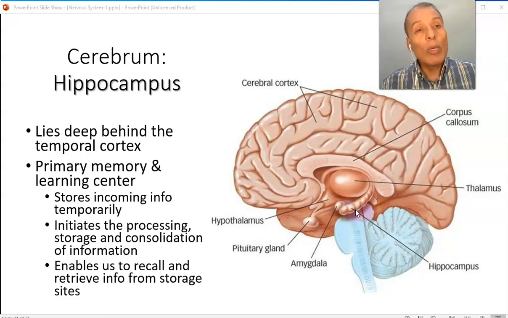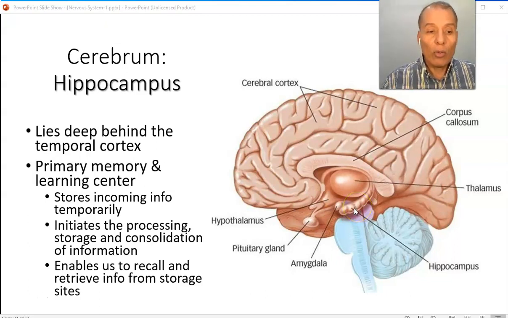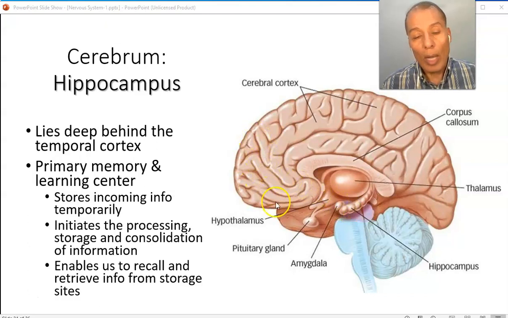It doesn't store memories more than an hour. The information comes in from different senses, goes here, gets sorted out and processed, and, if you will, tagged in terms of importance. This is highly important, this is important, and so on, and prioritized. And from there, this hippocampus works with the anterior part of the frontal lobe. We call it the prefrontal cortex.